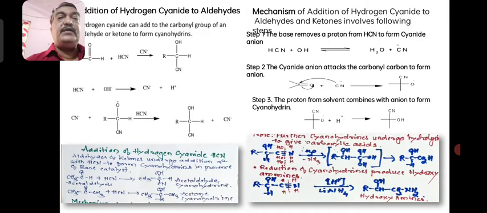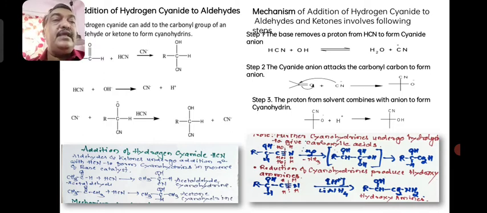Now, last time I mentioned one reaction, that is the addition of hydrogen cyanide. Here hydrogen cyanide ionizes to give H plus and CN minus. So there is a formation of the cyanide anion as a nucleophile.